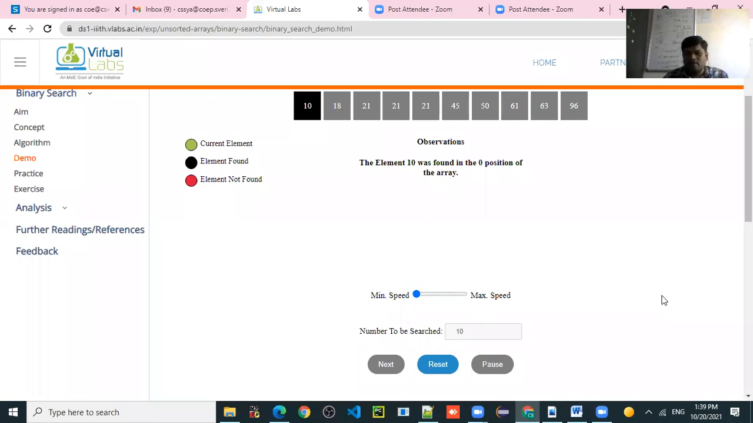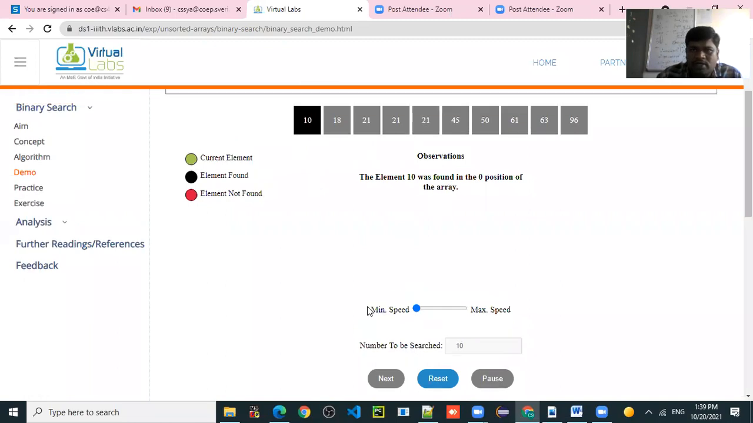Right. Now how we are dividing the list, how we are searching the elements, all these things here you will get with the help of the virtual lab. The simulation of the algorithm is given here, right?